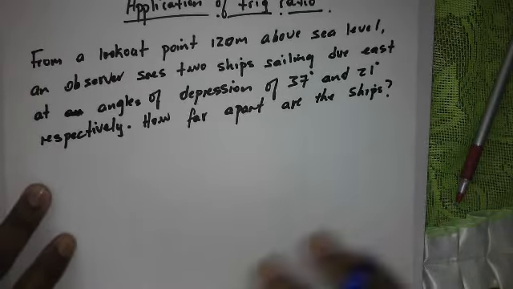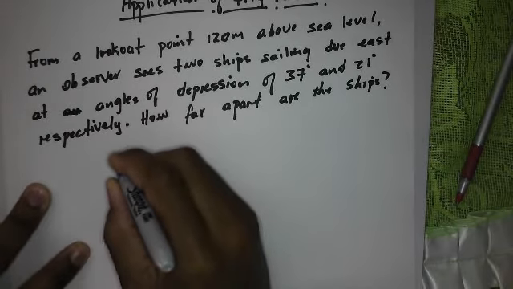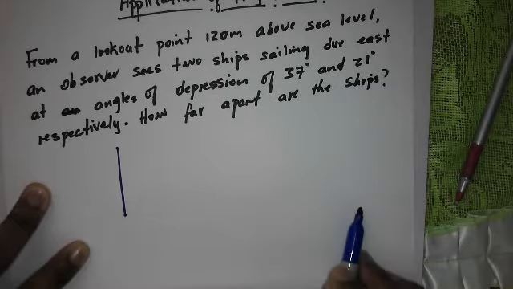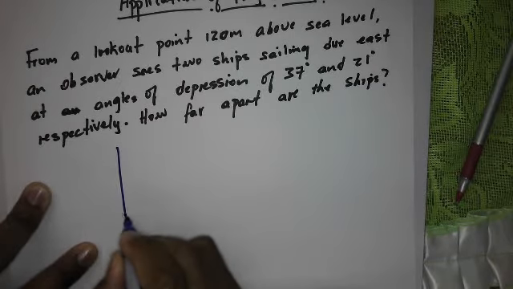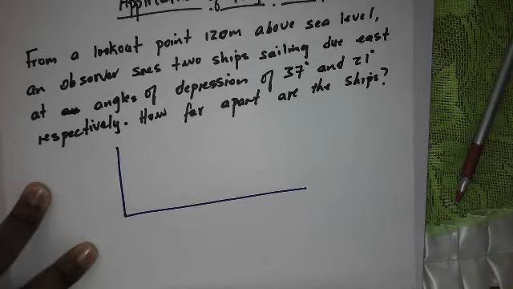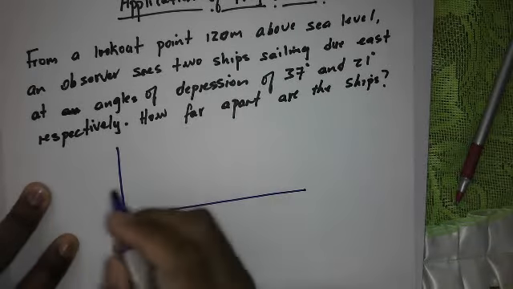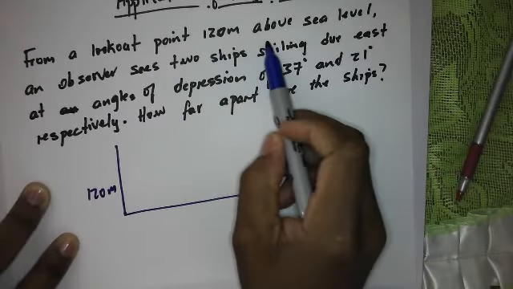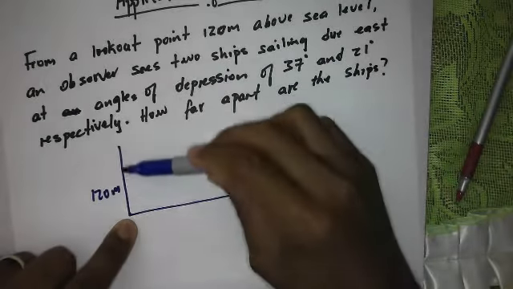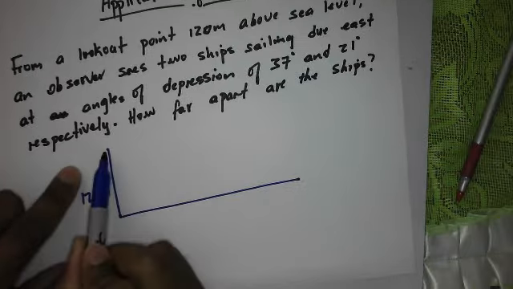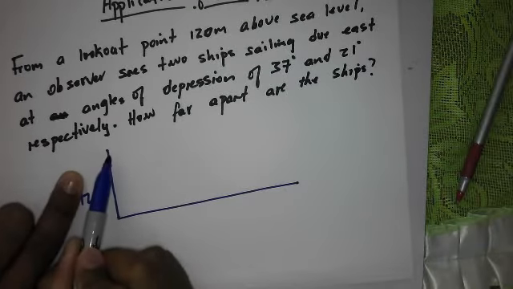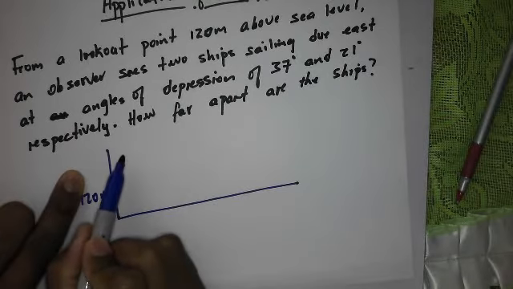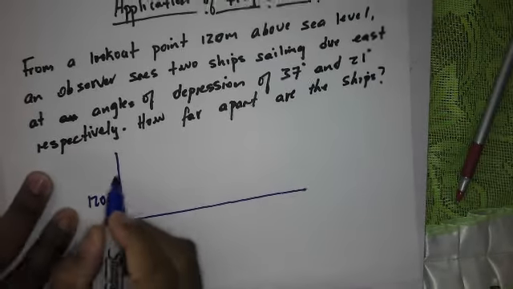So here is your 120 meters above sea level. This is the sea. So let's put our 120 here. It said from a lookout point 120 meters above sea level. So this is the sea, this is 120 meters above sea level, so the observer is here. He sees two ships sailing due east. So this is east, at angles of depression of 37 degrees and 21 degrees respectively.